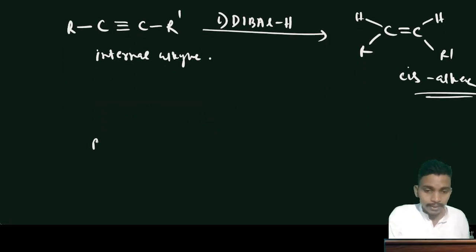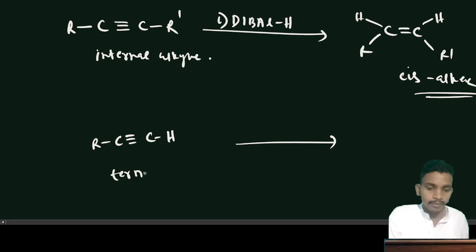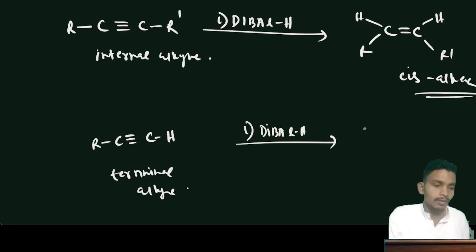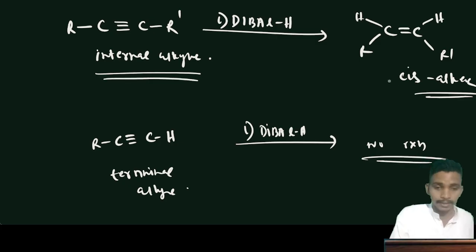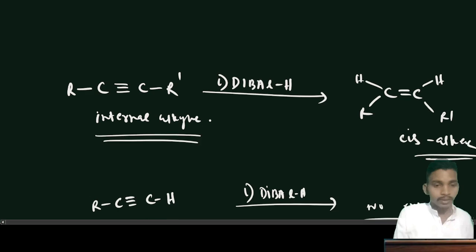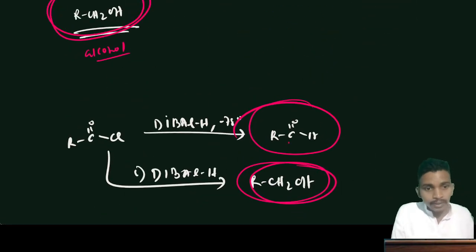If it is like RC triple bond CH, this is a terminal alkyne. In this case, if you are giving DIBAL-H, then there will be no reaction. It means it has to be an internal alkyne, then it will convert into the cis alkene. If it is a terminal alkyne, then there will be no reaction. So these are the important points for DIBAL-H.